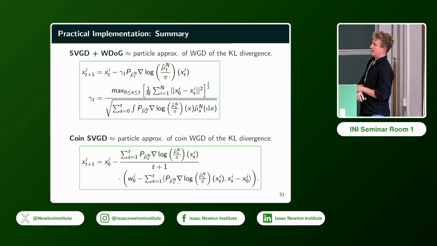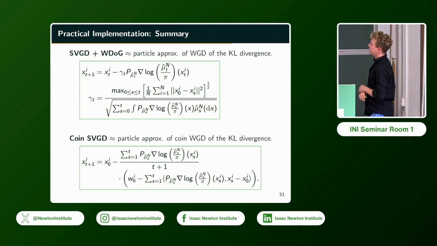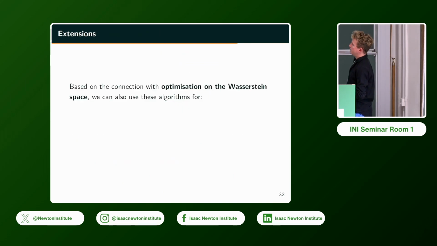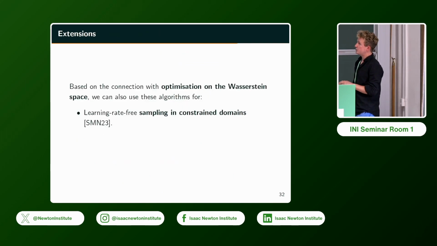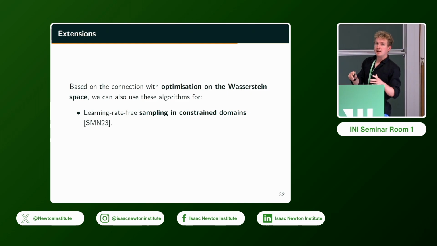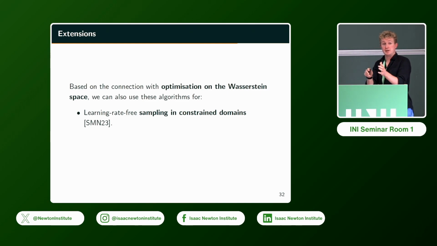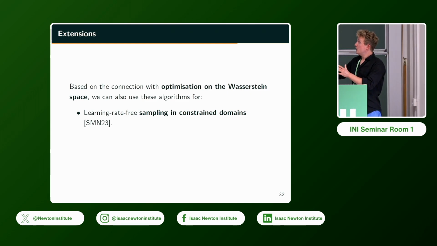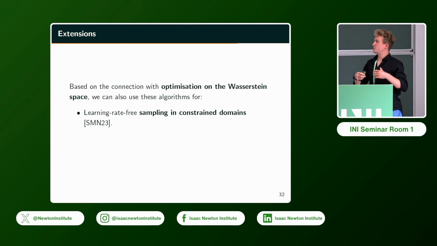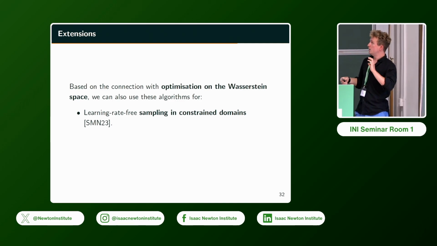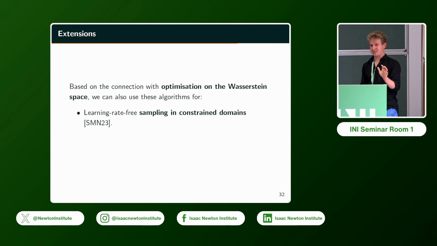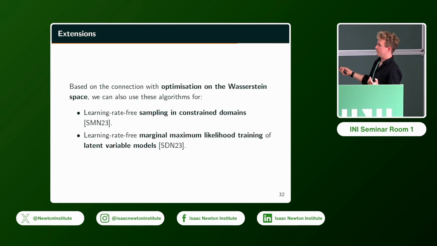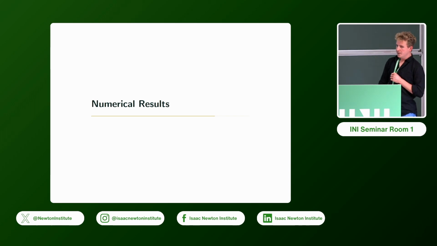Yeah, these things you can actually indeed run in practice. Okay. So just to mention a couple of extensions, based on the connection I talked about earlier, various other problems being amenable to this viewpoint as optimization problems on this space of measures, you can use similar approaches to obtain learning rate-free sampling algorithms, firstly for sampling in constrained domains, which is a slightly more challenging problem, and also for learning rate-free maximum likelihood training of latent variable models.